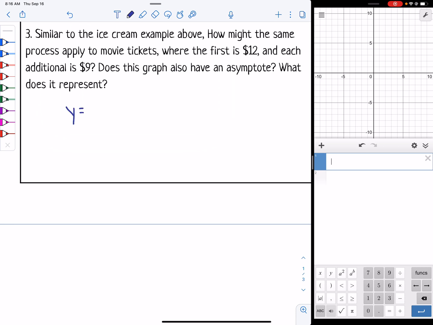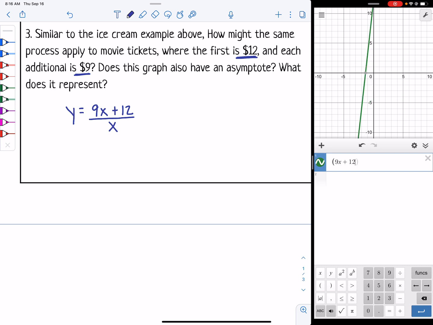All right, so to set up our function, you just want to say y equals. And then if the first ticket is $12, that's kind of a flat rate. So that's like your y-intercept in a way. And then your each additional is kind of like the slope. So this numerator kind of looks like slope-intercept form. So you have one ticket costs $12. Every other ticket costs $9. But then you want to divide by the total number of tickets. So that's just x.